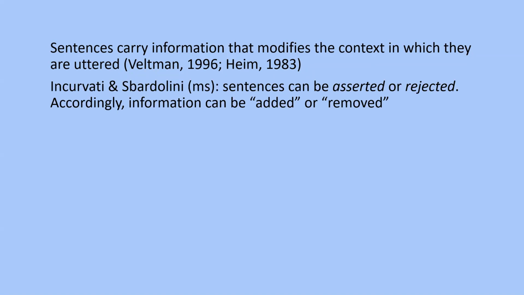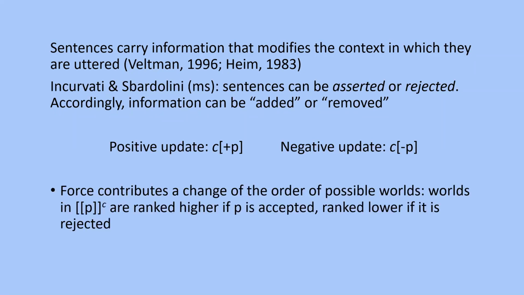Now we move one step beyond, conceptually, the traditional update systems, and this is in work that, as I mentioned, I have done with Luca. We say that sentences can be asserted, but they can also be rejected. So we need a way to calculate how information is added to a context and also how it's removed from a context. Thus, we distinguish two kinds of updates, positive and negative.